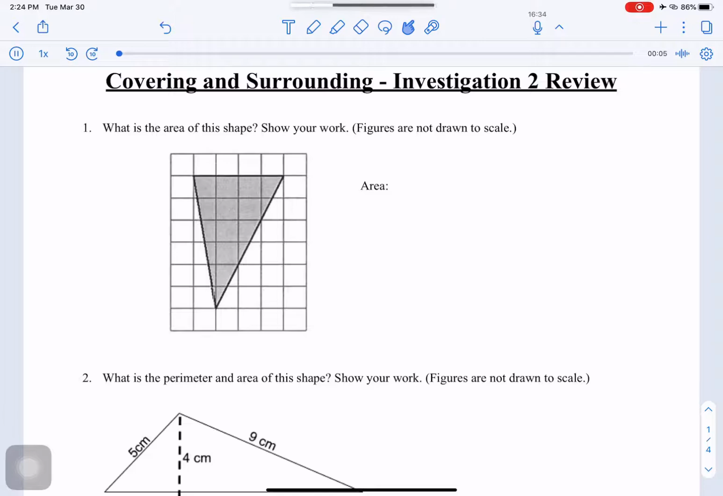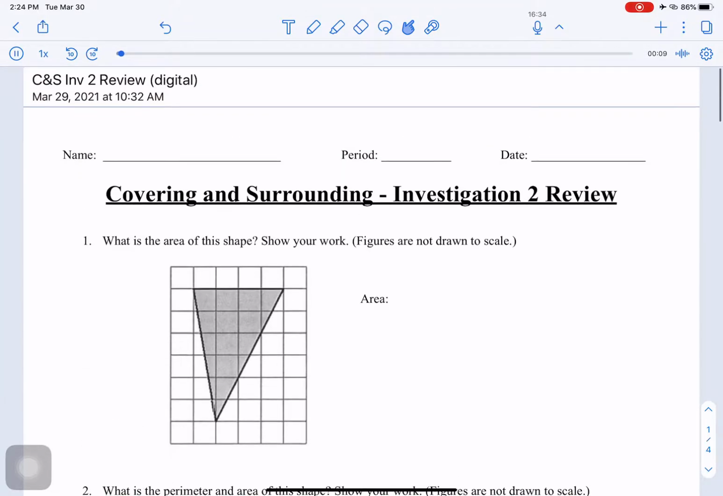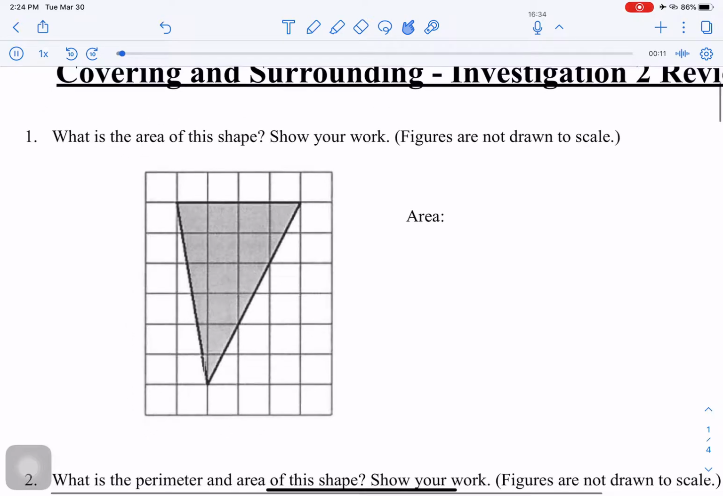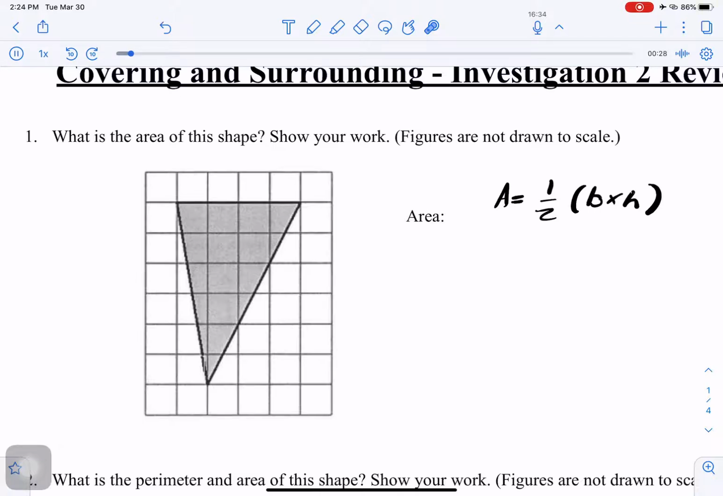We're going to go ahead and get started with number 1. It says, what is the area of the shape? And it wants us to show our work. So to start off, looking at the triangle, we need to identify the two dimensions that we need. Knowing that our formula is area equals half base times height, we are going to need the base of the triangle and the height of the triangle as well.